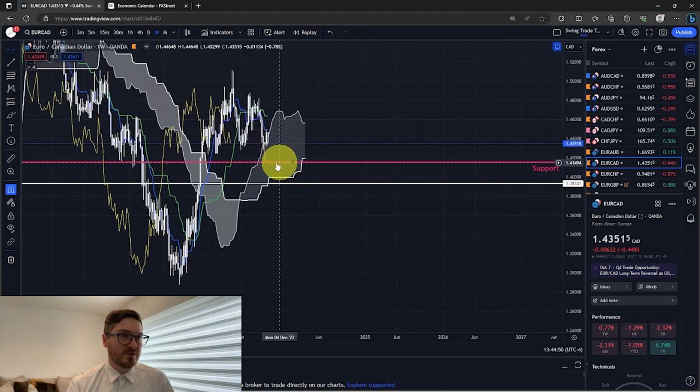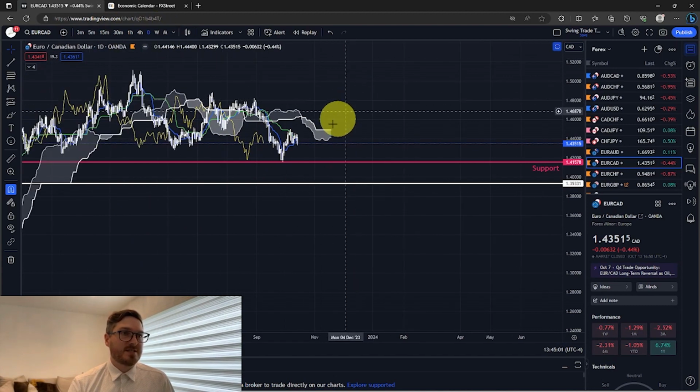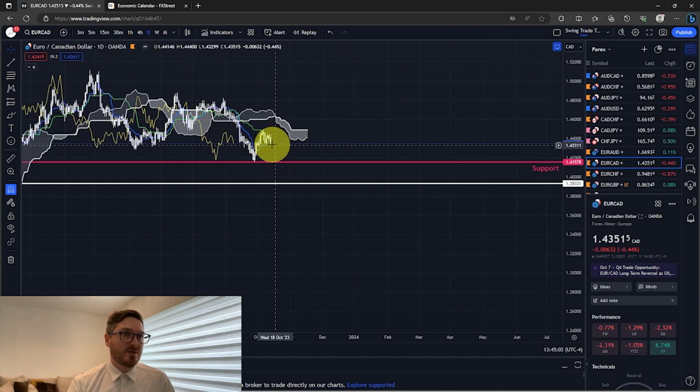So once this breaks the Senkou Span B, we could target that and these levels down here. So we're going to be looking for that. But until then, guys, these are flat Kijun-sen, flat Tenkan-sen, flat Senkou Span A and B. So this is just a ranging market right now until we get the break of this support level.